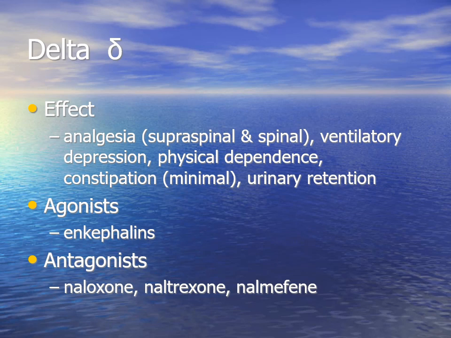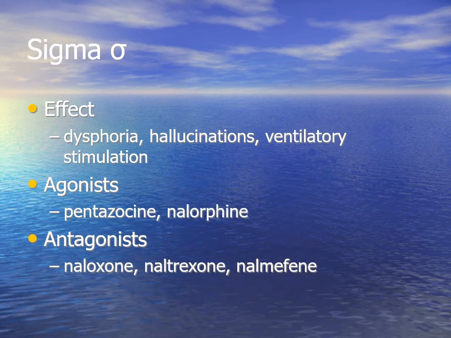dysphoria. So if you had an opioid that had some sigma effect, it's not really helping you with pain, but it is helping you have a huge trip, right? That's the effect you're going for.